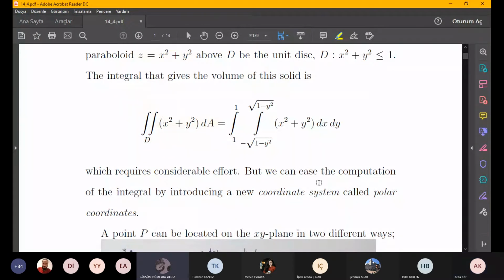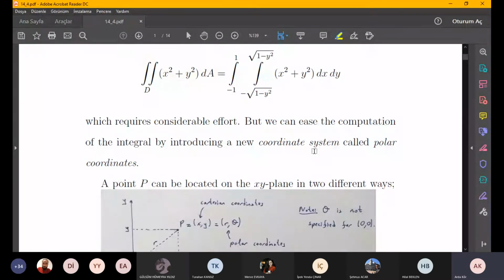We can simplify the computation of the integral by introducing a new coordinate system, which is called polar coordinates.